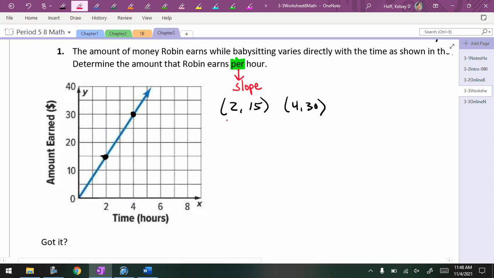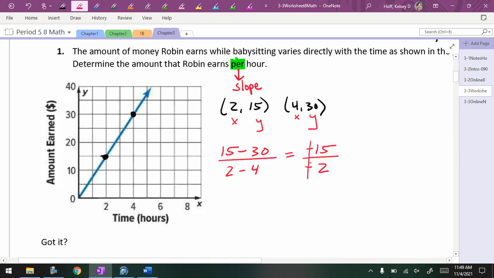Just like we've been doing, we label xy, xy. Which letter goes on top? Y. So which y value would you like to start with? 15 minus 30, divided by 2 minus 4. 15 minus 30 is negative 15. 2 minus 4 is negative 2. A negative divided by a negative is a positive.